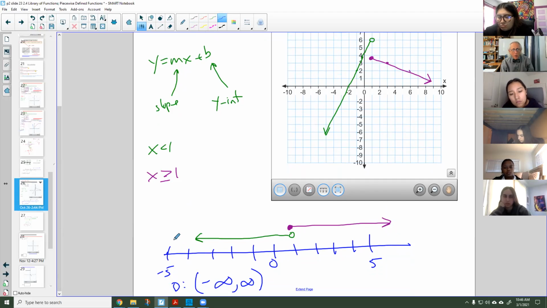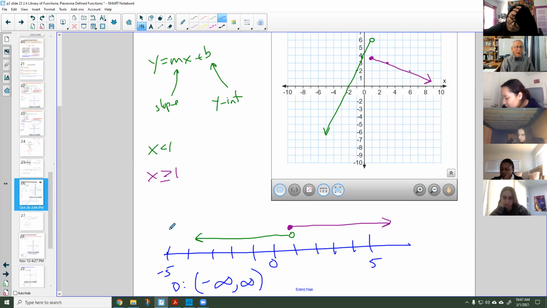And I keep going, and then I'm getting close to 1, and I get to 1, and I say, oh, wait a minute, the green one stops there at 1, but the purple one starts at 1 and includes 1, right? And then that one goes to infinity this way. So I don't have any gaps really in the domain here. It goes from negative infinity all the way to infinity. Got it? Everybody good with that?